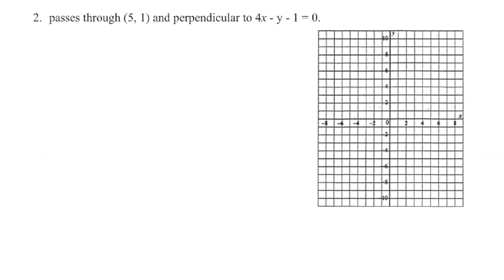In order to come up with the equation of the line, we need a point, which is given to us, and we need a slope. Now, in this particular question, we're told that our line is going to be perpendicular to this line. So the only thing that we can get from this is the slope. We know that if lines are perpendicular, the slopes are negative reciprocals.